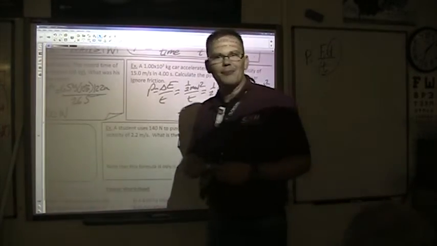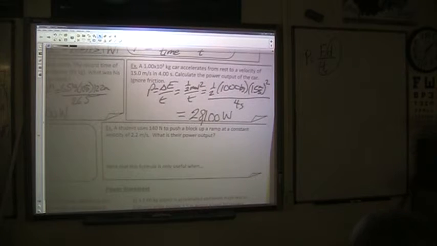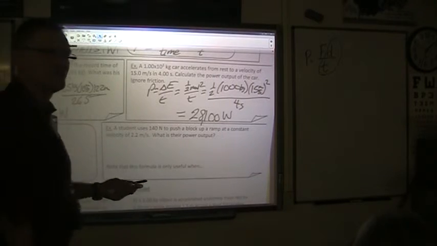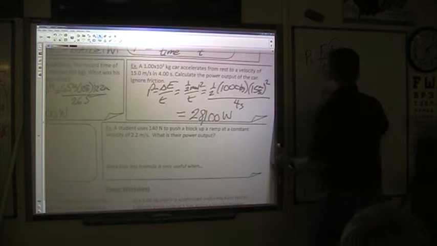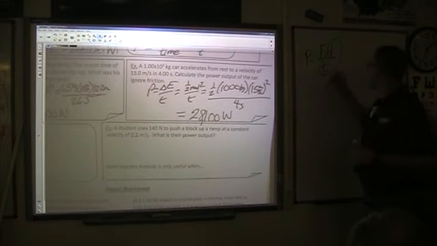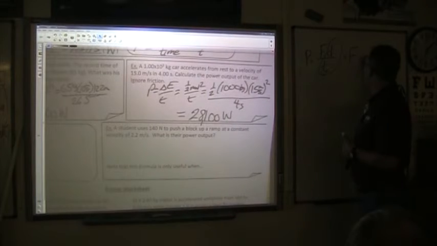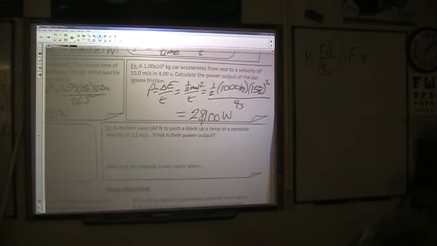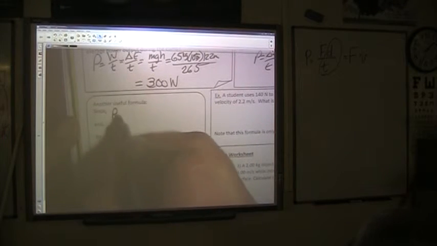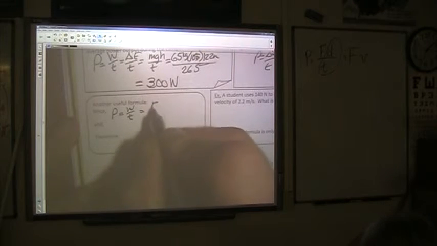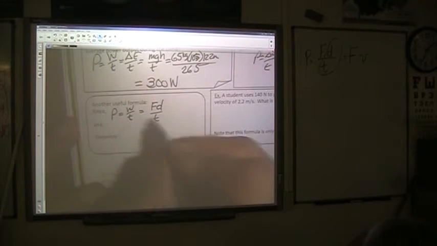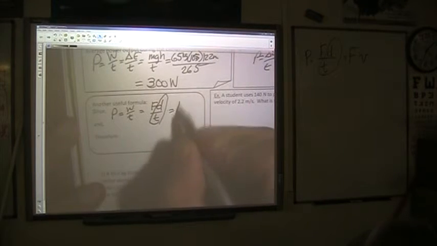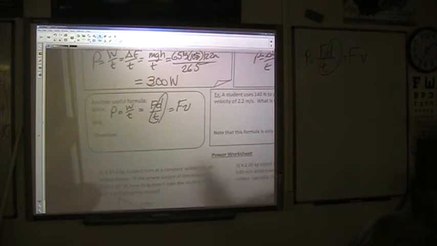What's distance divided by time? Speed or velocity, correct? Distance over time is the rate at which. So speed times force is power. So check this out. Since distance over time is velocity, power can also be force times velocity. That's the next little box. Since power is equal to work over time, and force times distance is work, force times distance over time is power, and because of this, force times the velocity is power.